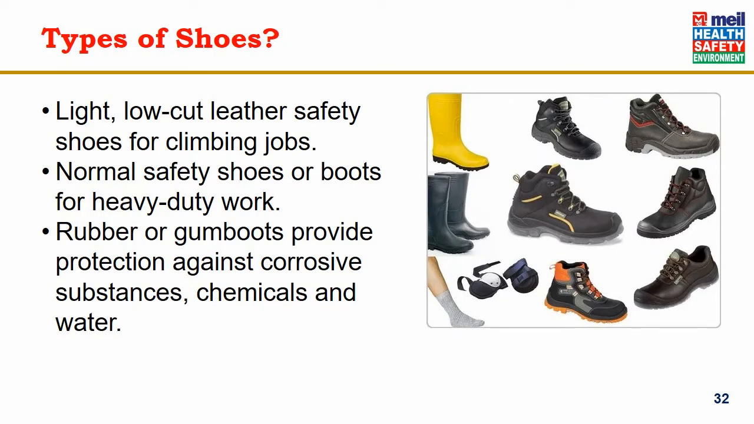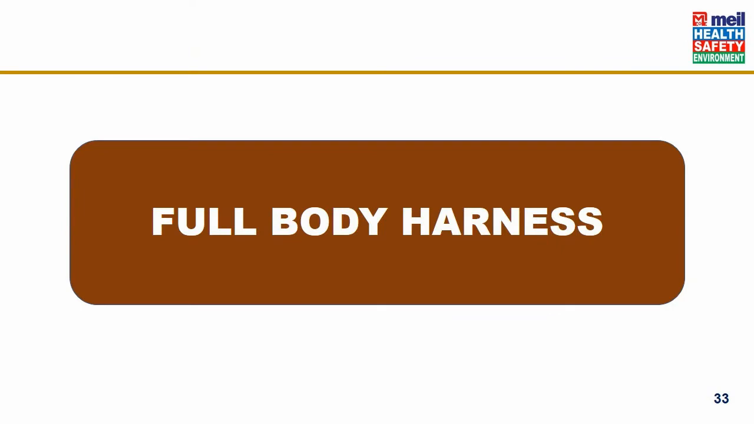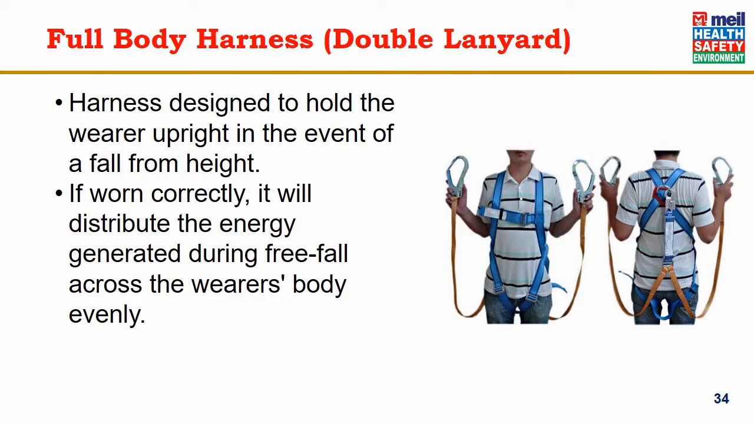Full body harness. A full body harness having a double lanyard. It's designed to hold the wearer upright in the event of a fall from height. If worn correctly, it distributes the energy generated during free fall across the wearer's body evenly.